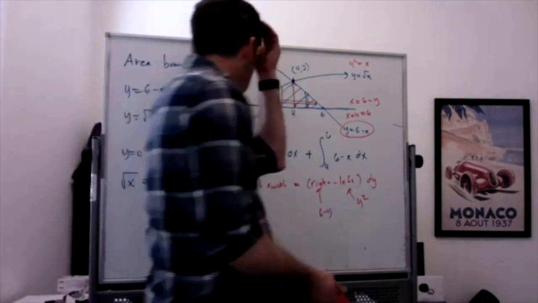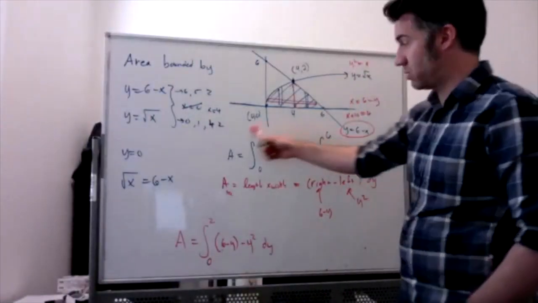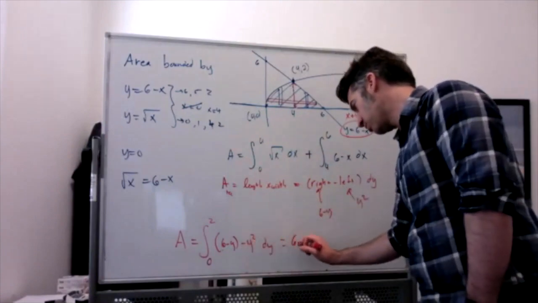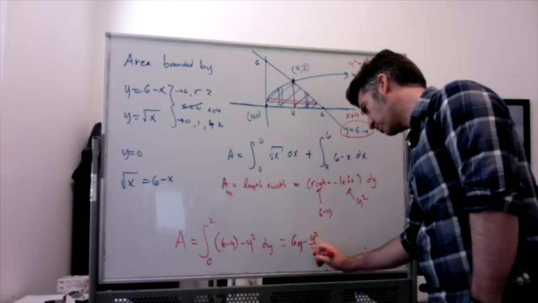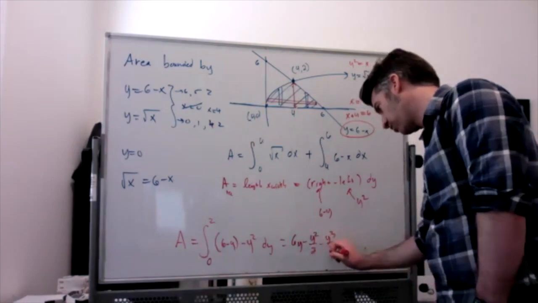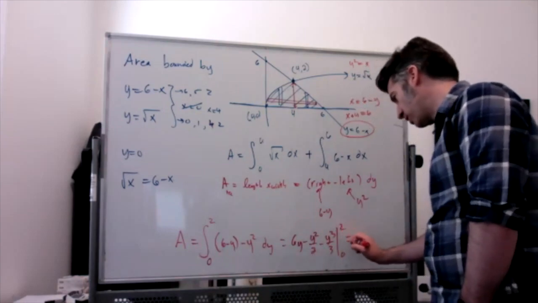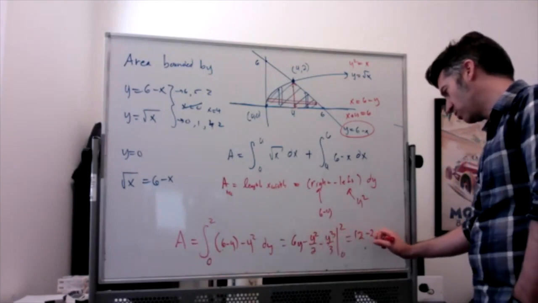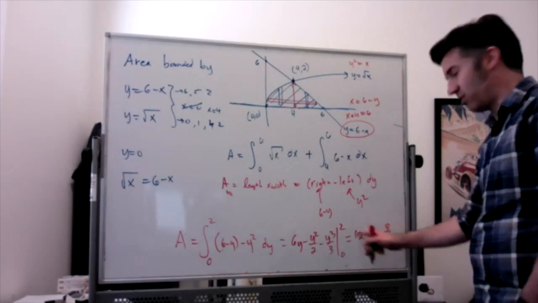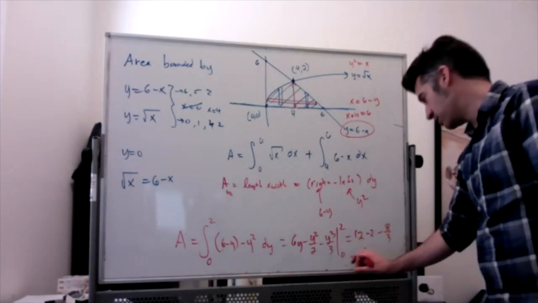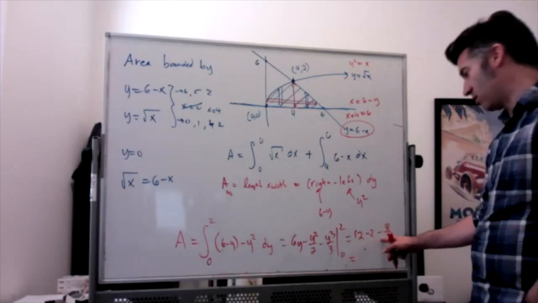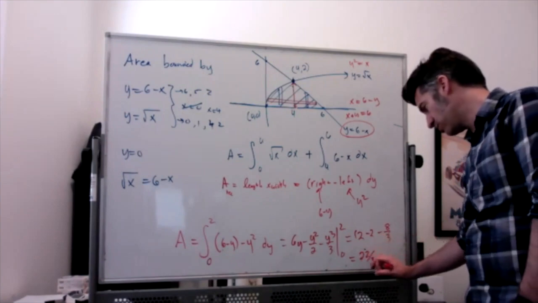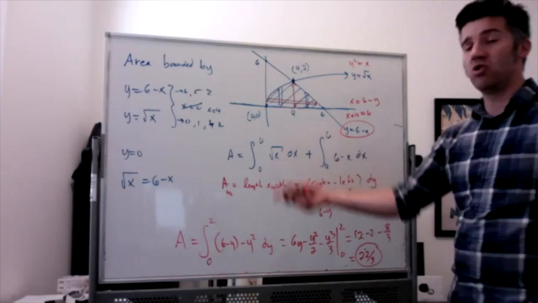I would encourage you all to do this one on your own if you have a minute. Doing it this way, we're going to get 6y minus y squared over 2 minus y cubed over 3, from 0 to 2. We plug in 2, and we get 12 minus 4 over 2, which is minus 2, minus 8/3. Then we plug in 0, and you do get zeros. So this ends up being 10 minus 8/3, which is 30/3 minus 8/3, which is 22/3. If you do it the other way, you should get the same answer.